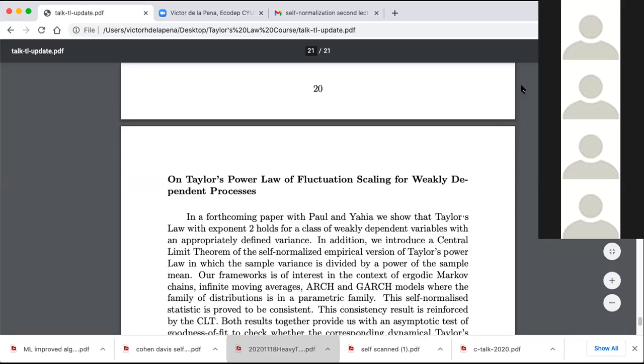Now, in the context of Taylor's law, what we have is the first actual central limit theorem for Taylor's law. Prior to this, the central limit theorems were obtained in the context of what is known as 3D distributions, which basically works with the populations as opposed to using the samples. So this is the first true central limit theorem.